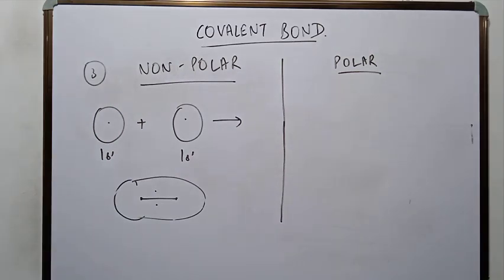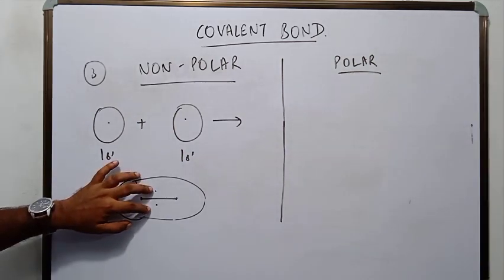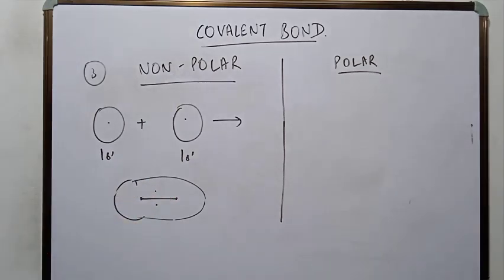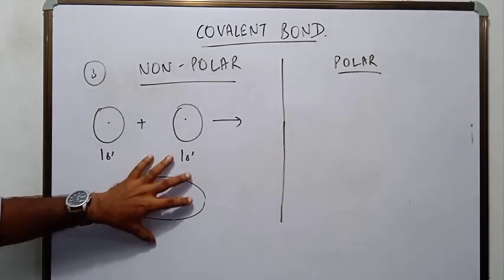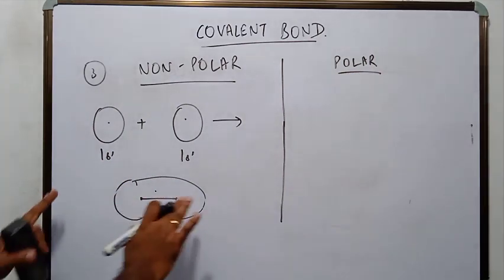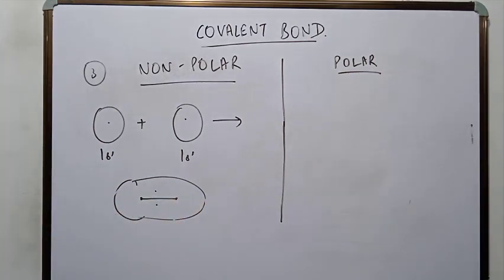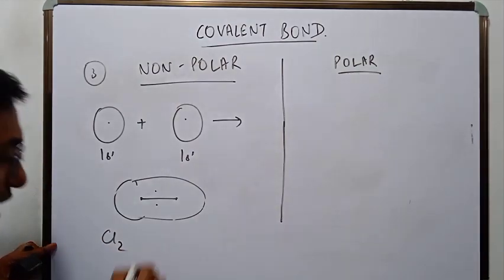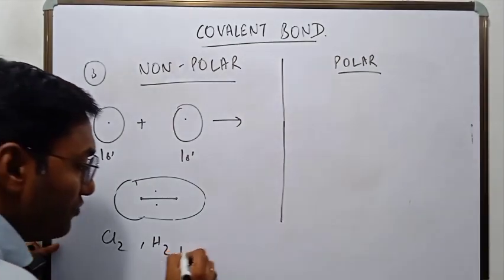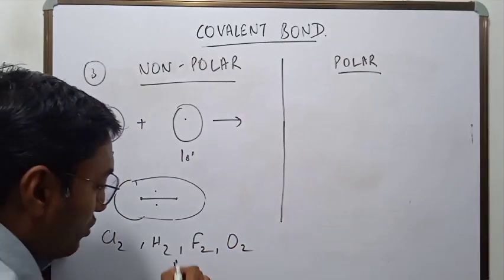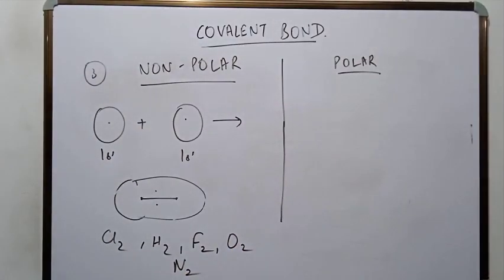The shared pair of electrons lies at the center of the two atoms of the same electronegativity. That is to say, the electron cloud is uniformly distributed, and as a result, no charges develop on either side of the atom. Examples of non-polar covalent bonds are Cl2, H2, F2, O2, N2. They are identical atoms.